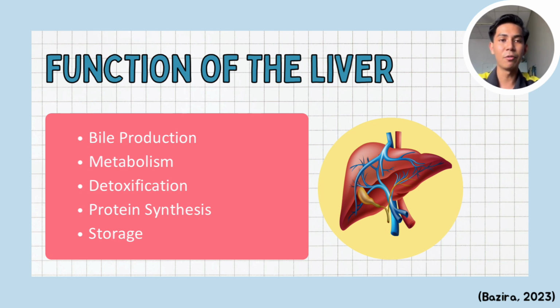Detoxification, which filters toxins, and for protein synthesis, it synthesizes important proteins for blood plasma including albumin. And for storage, the liver stores vitamins, minerals and also glycogen for energy.